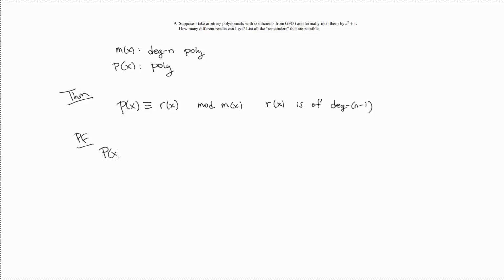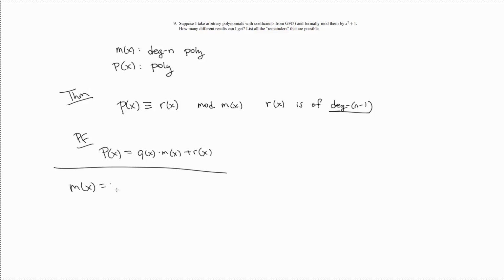P of x can be expressed as some quotient, q of x, times the divisor, m of x, plus some remainder term, r of x, where r of x is of degree at most n minus 1. Now let's apply this theorem to the above problem.